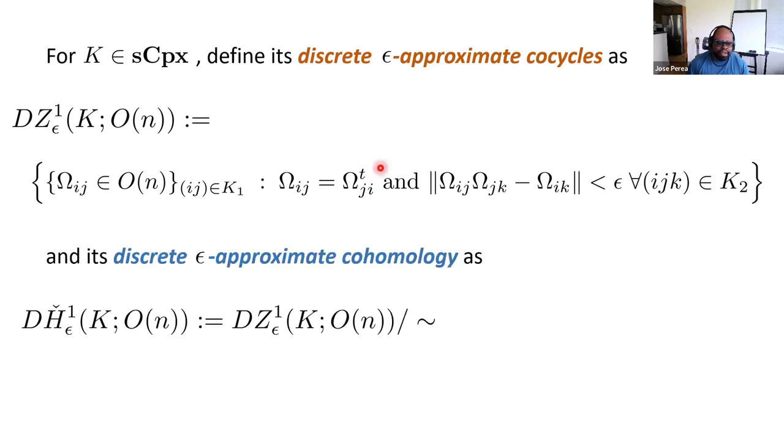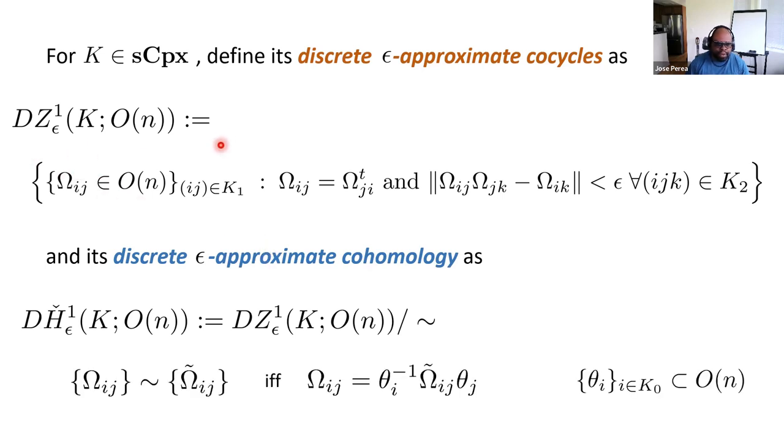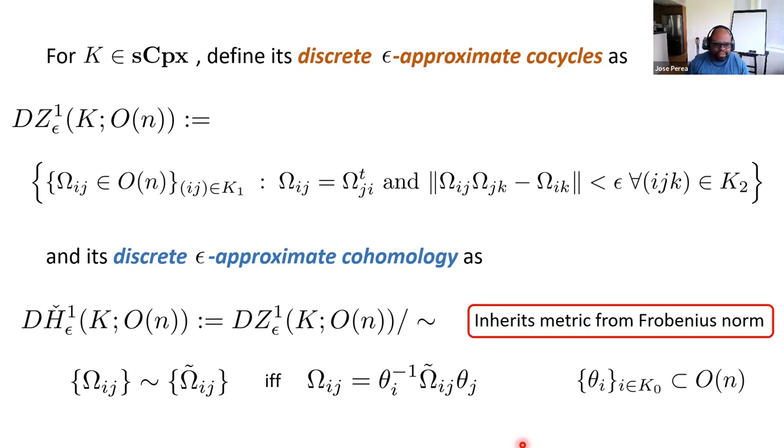Step two. We're going to define the epsilon approximate cohomology as some quotient of the cocycles. And that quotient is very similar to what you do with coboundaries. So you say that two things are equivalent if they differ by a coboundary, essentially. The good thing now is that this epsilon approximate cohomology, which is just a set, it's not a group as we had before, inherits a metric from the Frobenius norm in the orthogonal group. So we can talk about distances in this epsilon approximate cohomology.